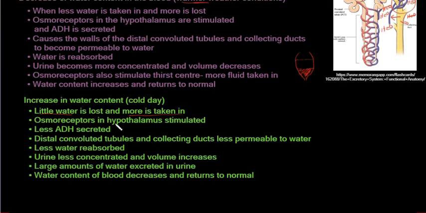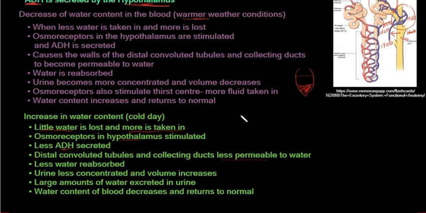So the osmoreceptors once again in the hypothalamus are stimulated, less ADH is secreted because we don't want the antidiuretic hormone to be triggered now. So the distal convoluted tubules and the collecting ducts become less permeable to water. So this means that this process here won't happen. Urine is less concentrated and the volume increases. So now you'll have a fuller bladder. It will be a lighter yellow color, and then large amounts of water is excreted in the urine.